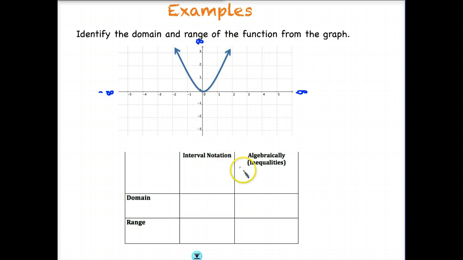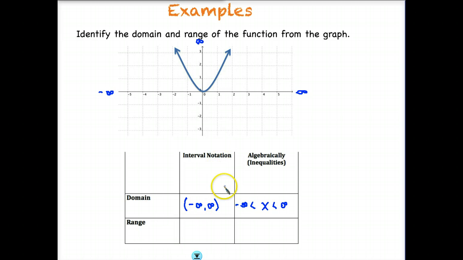So let's look at it algebraically. Let's look at our domain. So we know we're dealing with x. So x is in the middle, and what does it go in between? It goes in between -infinity and all the way up to +infinity. So x is greater than -infinity and less than +infinity. Using interval notation, we write -infinity, +infinity with parentheses, since infinity is not a number.